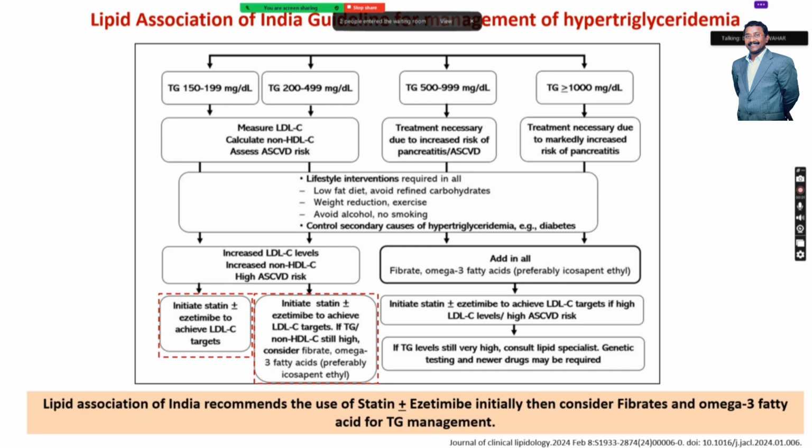So Lipid Association of India recommends use of statins plus HTMI initially, then consider the fibrates and the omega-3 fatty acids for the triglycerides management, because triglycerides can be easily reduced with your dietary approach or with your exercise. So first start the statin, the HTMI, and then with your intensive non-pharmacological management, you can control the triglycerides. Even then, after your intensive non-pharmacological management, if still the triglycerides are more than 300 or 350, then there is a role of the fibrates and the omega-3 fatty acids.